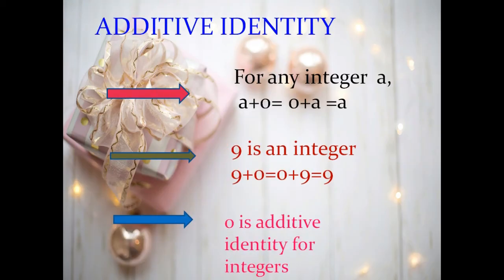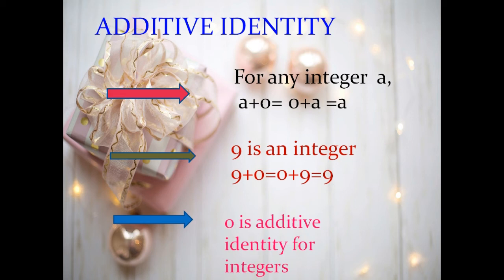And next, additive identity. What is additive identity? See the property: for any integer a, a plus 0 is equal to 0 plus a is equal to a. For example, I am taking 9. 9 is an integer, so I am adding 0 to that number. 9 plus 0 is always 9. We know that if you add 0 to any number, we get the same number. 9 plus 0 is equal to 0 plus 9 is equal to 9 only.